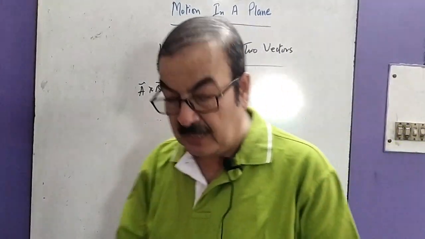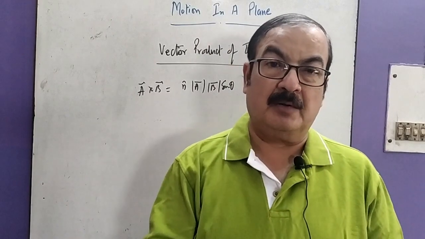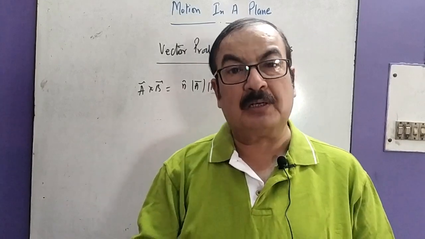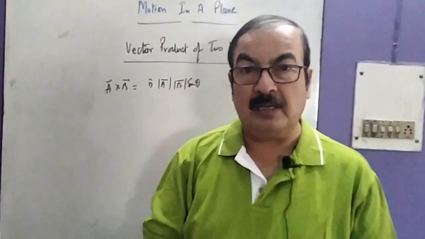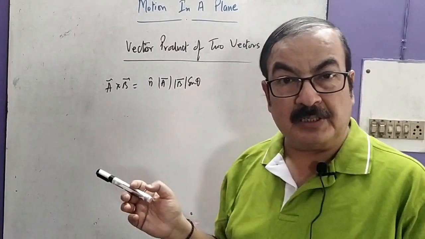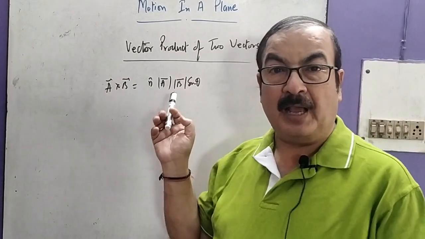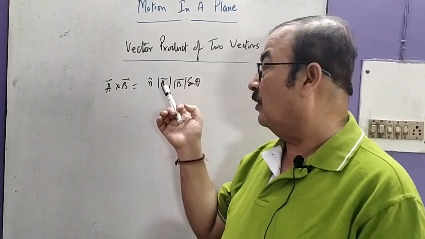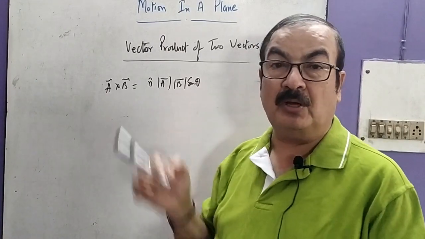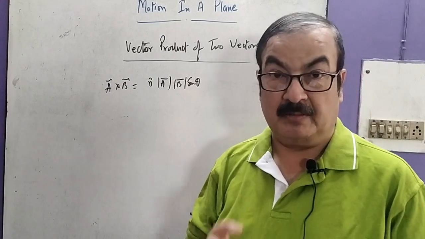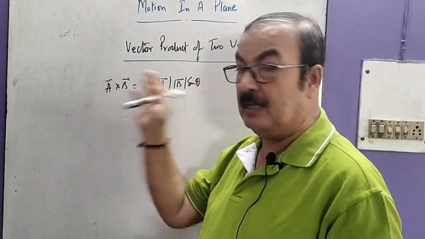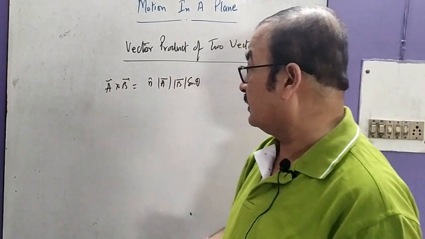I am repeating again. If anyone asks you how you will define the vector product of two vectors, it is very simple. The vector product of two vectors is defined as the product of the magnitudes of the two vectors and the sine of the angle between the vectors, and also there is a unit vector which must be perpendicular to both A and B, perpendicular to the plane containing A and B. Okay, this is the general idea about the vector product.